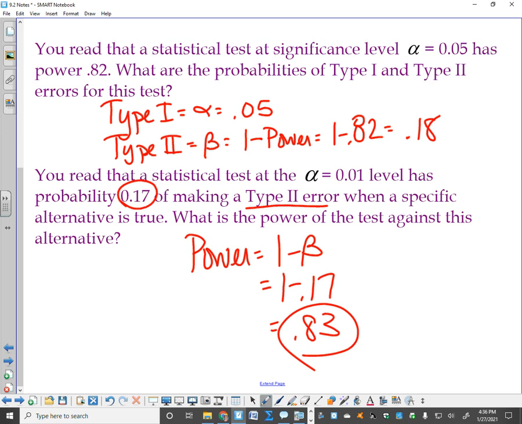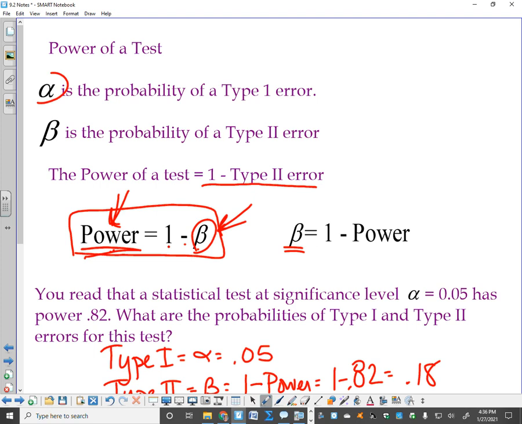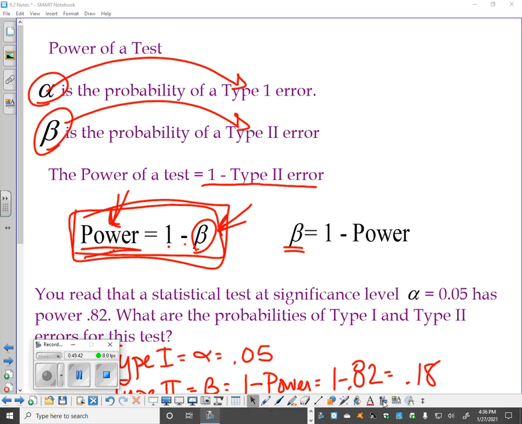Don't stress yourself out over this. You need to know alpha, type 1, beta, type 2, and you need to know that formula. That's it. These are going to be like little rinky-dink multiple choice questions. You will practice enough of them, you'll be fine, but you do need to memorize this up here that's in red. Okay? All right, that's all she wrote.